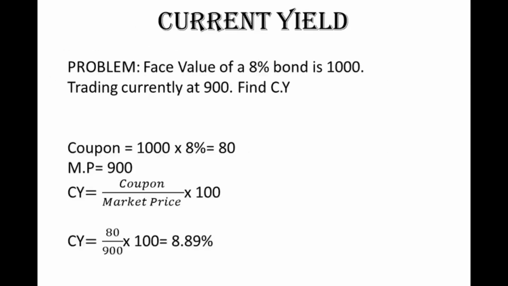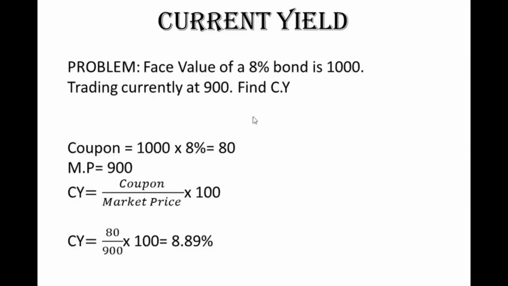Moving ahead, coming to current yield, I told you current yield is nothing but what we are earning currently, what we will earn today. So let us try to understand the problem. The face value of an 8% bond is 1000, and it is trading currently at 900. Find the current yield. The current yield formula is the coupon, that is the interest, divided by the market price, that is the price at which it is trading currently, into 100.